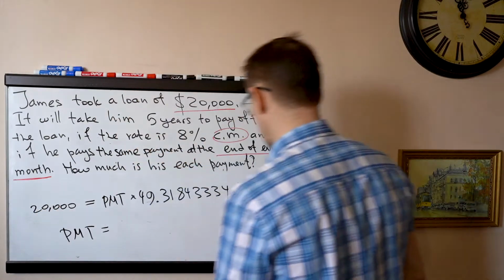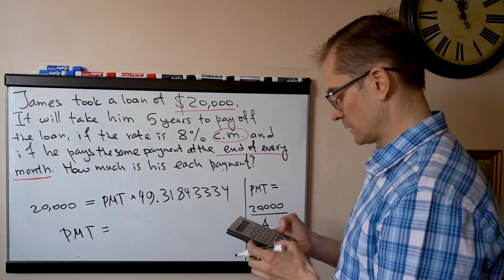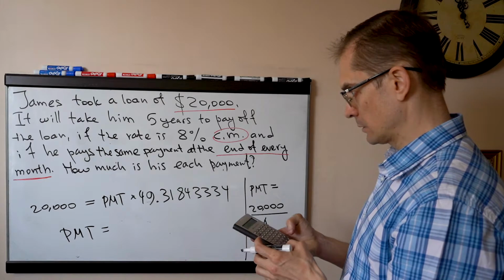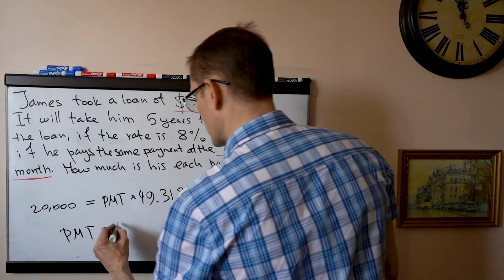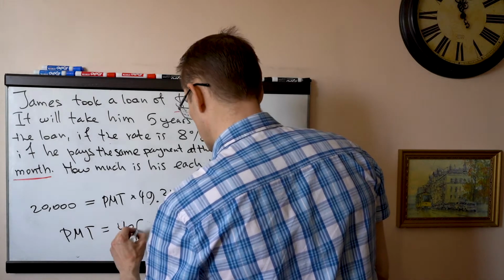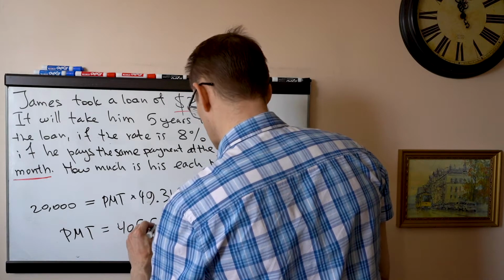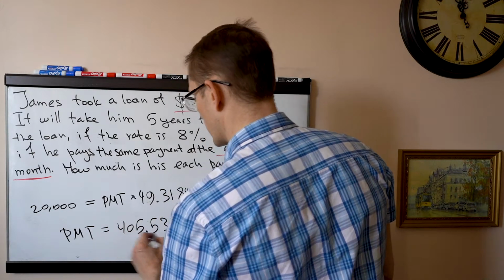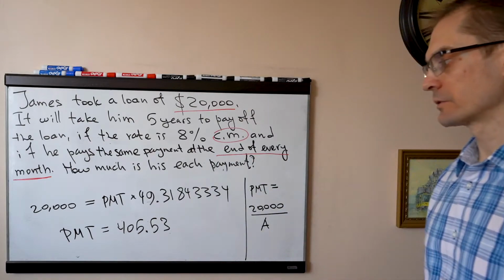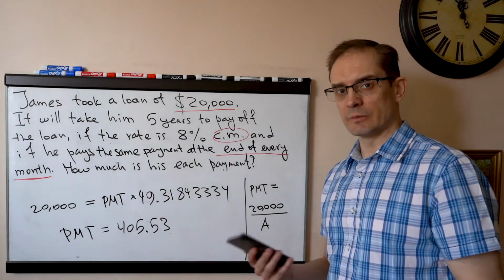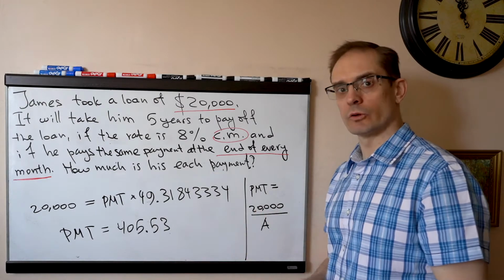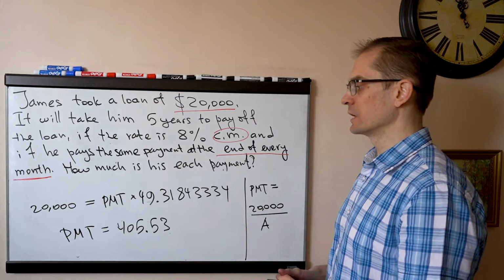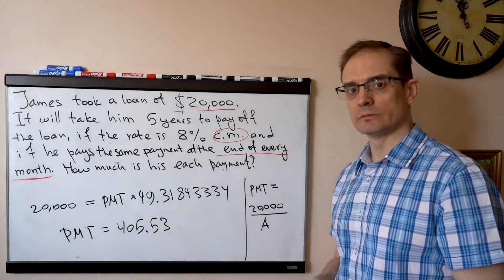So we'll take $20,000 and divide by this A. So it's 405.53. So that's how we find payment for an annuity. Pretty straightforward process. But let's consider one more example just to make sure that we capture this process very well.